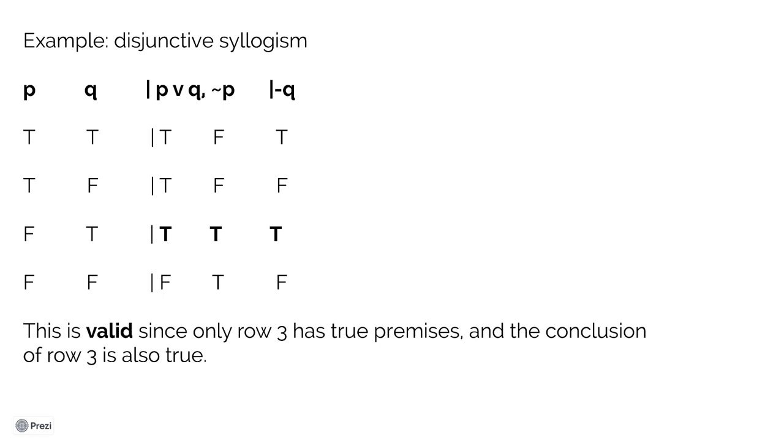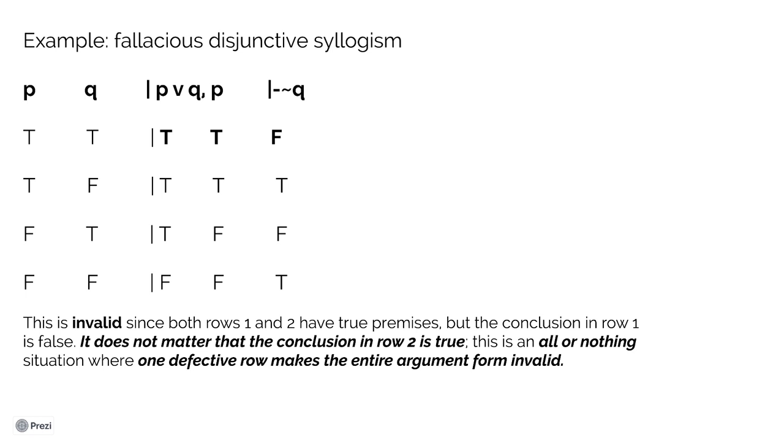Now, we've already identified that there is a fallacious disjunctive syllogism, but let's see what happens when we put it in the truth table. Here we have premise 1, P or Q, premise 2, P, and the conclusion is not Q. Now, in this case, line 4, we have false, false, true. Line 3, we have true, false, false. In line 2, premise 1 is true, premise 2 is true, and the conclusion is true.